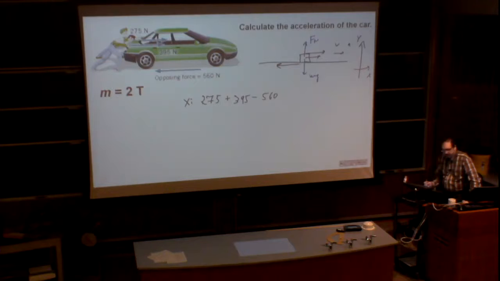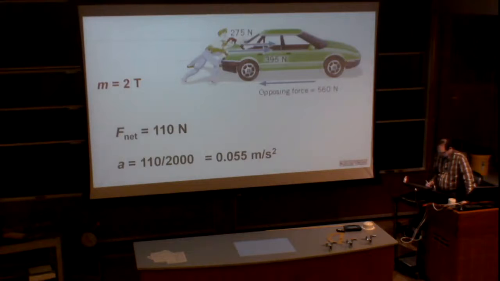And that should be equal to mass times, well, technically, the X component of the acceleration. So, well, we know the mass. It's in tons, but one ton, one metric ton equals 1,000 kilograms times A. So now we just have to solve it for acceleration. I think I have a slide. Yeah, that's it.